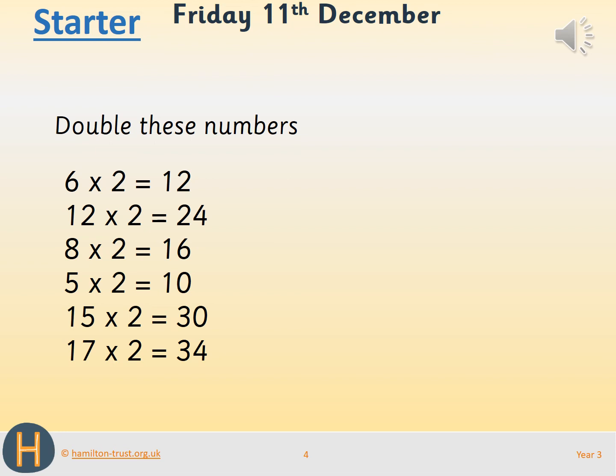For that last number you may have partitioned into the 10s and the 1s. So for 17 you may have doubled the 10 and then doubled the 7 and then recombined.